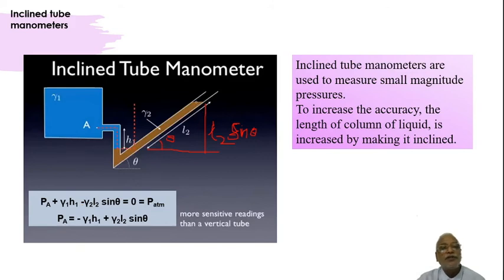And when you reach the top, this is atmospheric pressure level. That is equated to 0 to measure the gauge pressure. So from this equation, I can write PA is equal to minus gamma 1 H1 plus gamma 2 L2 sine theta.